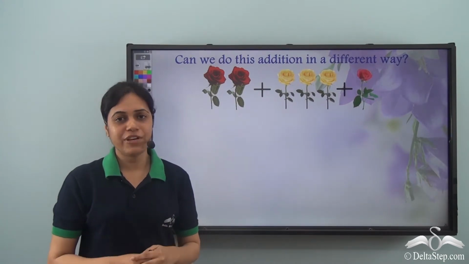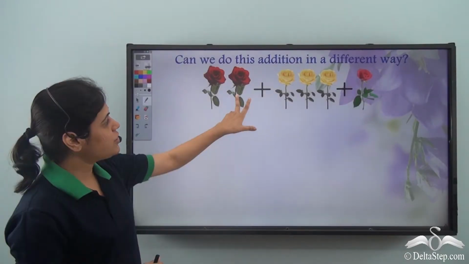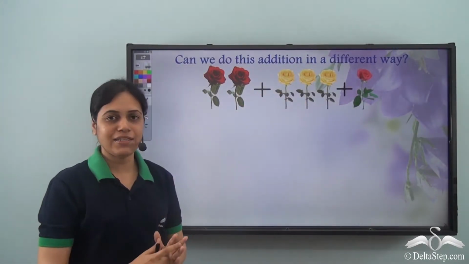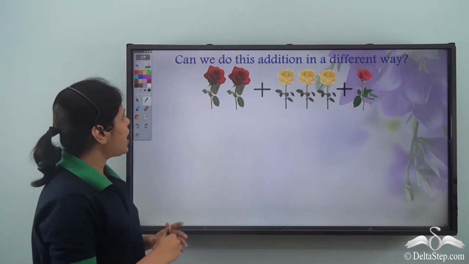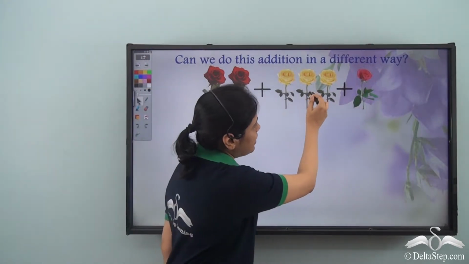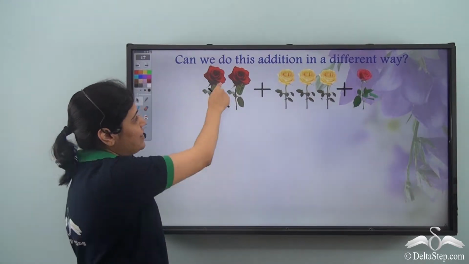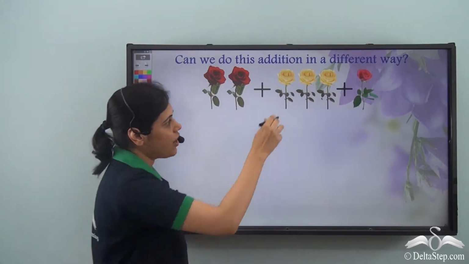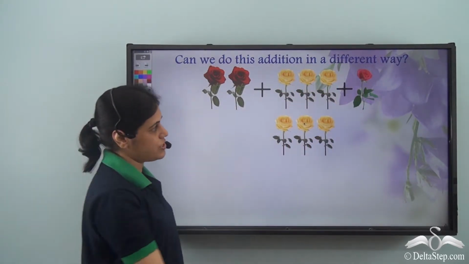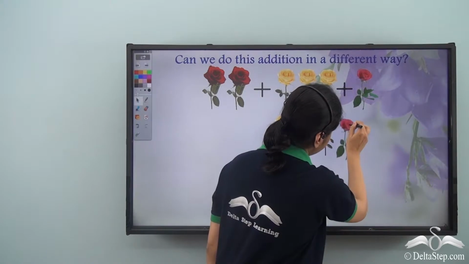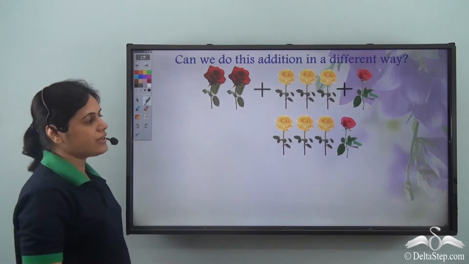Now, is there a different way in which we can perform this addition? Last time, we took these two things, added them, and then we added this single rose. Now, I can also take these two, that is, add these two objects first and then add this. Let us see how. So first, let me put together these 3 yellow roses along with this one pink rose.